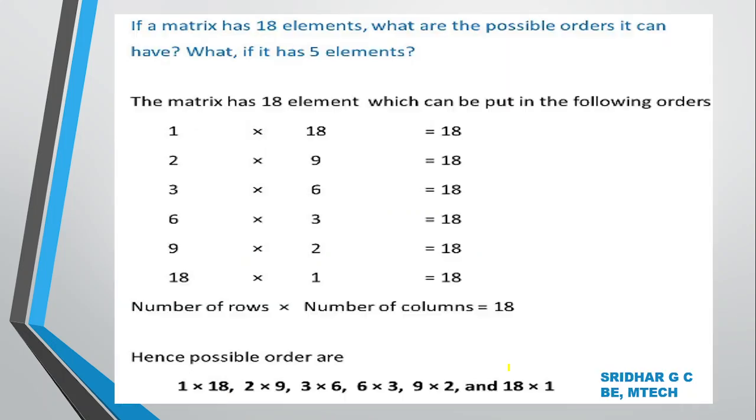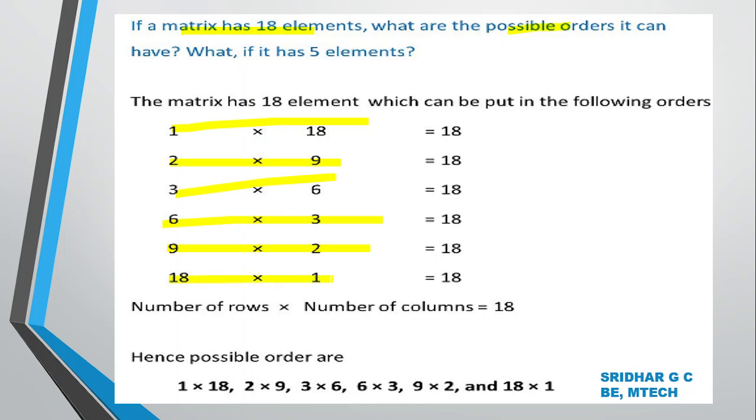That's all. Next, same way, if a matrix has 18 elements, what are the possible orders? 18 is a multiple of 1 and 18, 2 and 9, 3 and 6, 6 and 3, 9 and 2, 18 and 1. So the possible orders of a matrix with 18 elements are 1 cross 18, 2 cross 9, 3 cross 6, 6 cross 3, 9 cross 2 and 18 cross 1. These are the possible orders of this matrix.